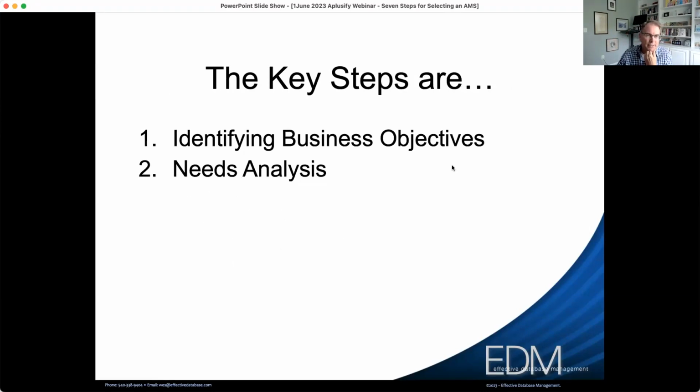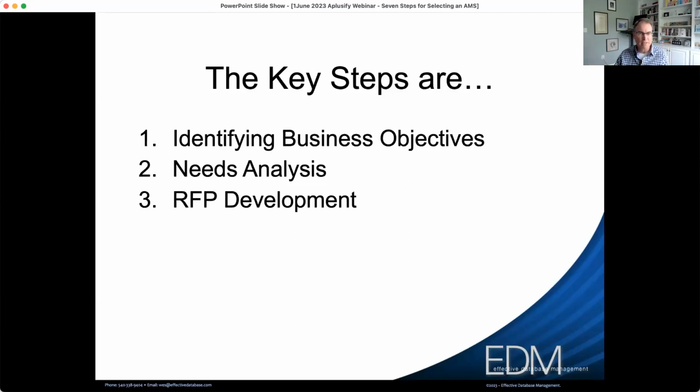The second step in the process is the needs analysis. When I say selecting a new system, this is what people think of most of the time, which is we've got to write down what we need. Right? We need to understand what our needs are for a new system, so we need to document that. Again, we'll talk about that in detail, but I think that's one of the most critical steps in this process. The third step then is development of an RFP, a request for proposal.